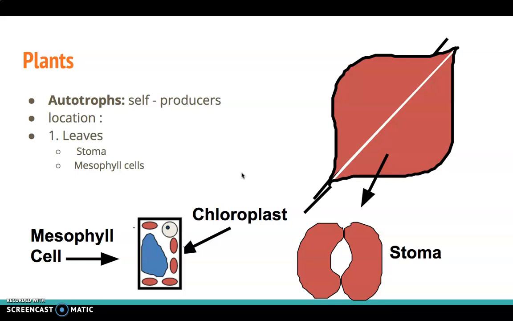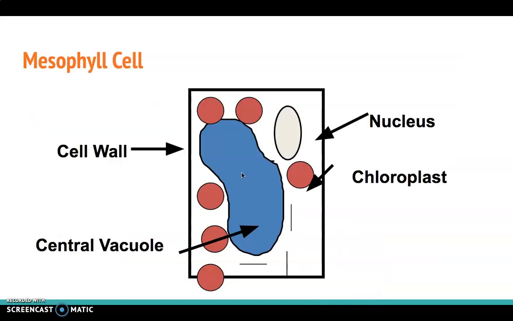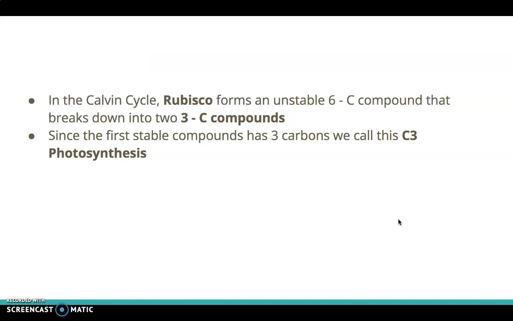So again, here, this is just a little drawing of what a mesophyll cell looks like. We have our cell wall, and inside the mesophyll cell we have all of the chloroplasts, that's these red dots here. It's also important to note that we have a central vacuole and our nucleus that's present. In the Calvin cycle, rubisco forms an unstable six-carbon compound that breaks down into three-carbon compounds. Since the first stable compound has three carbons, this is why we call it C3 photosynthesis.